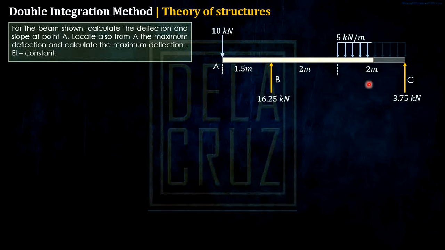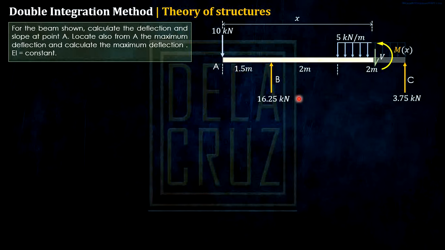So, if we cut this at this portion, ito yung internal reactions, that is the shear and the moment as a function of x. So, disregard na tong shear niya, because ang magagamit dito is yung moment as a function of x. At this cut portion, this is the distance x from the first point of the beam.